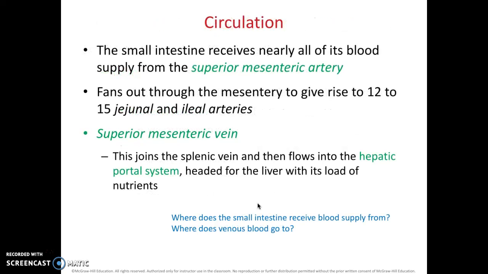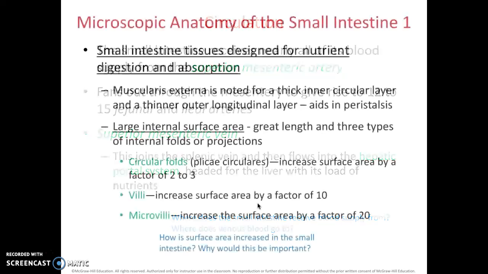For circulation, the small intestine receives most of the blood from the superior mesenteric artery, and the blood leaves with the superior mesenteric vein, where it then joins the splenic vein and goes to the hepatic portal system, headed for the liver with all the nutrients that it just absorbed from the food within the small intestine. Of course, this is important because it's going right to the liver so that it can be metabolized or detoxed if there's anything that needs to be metabolized or any toxins within it.